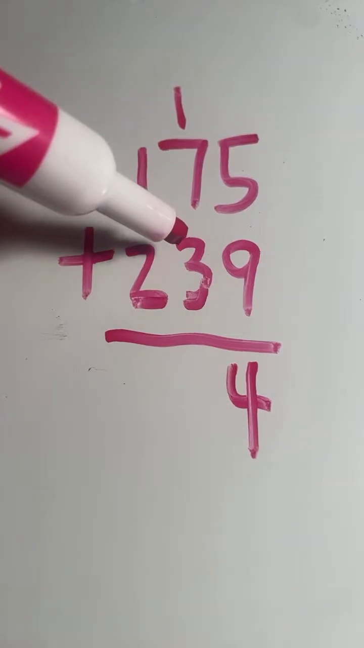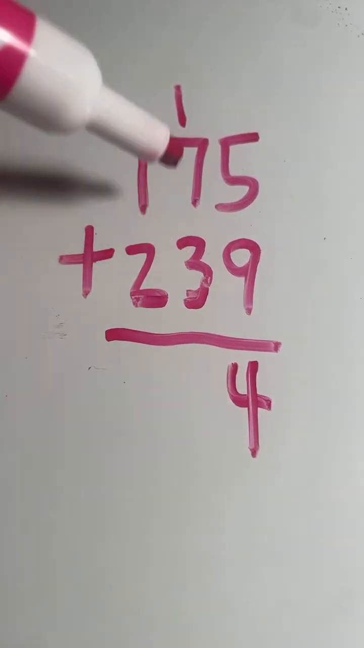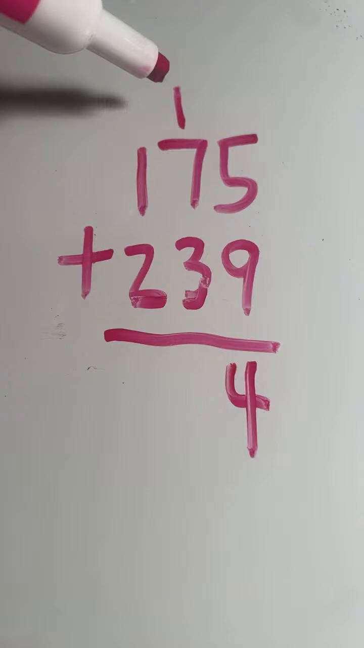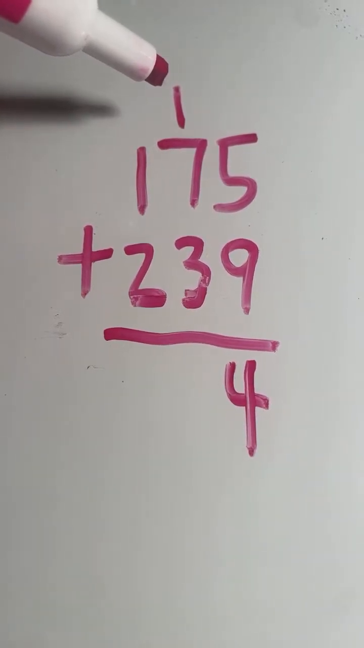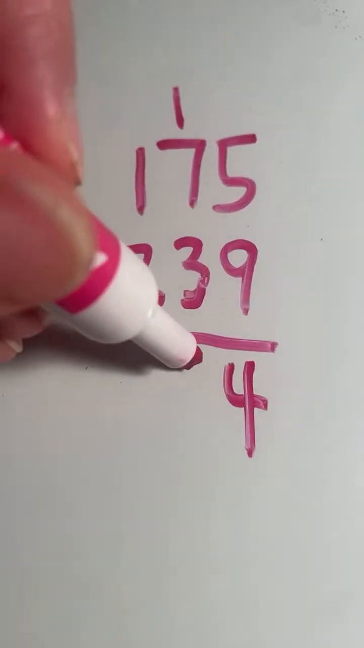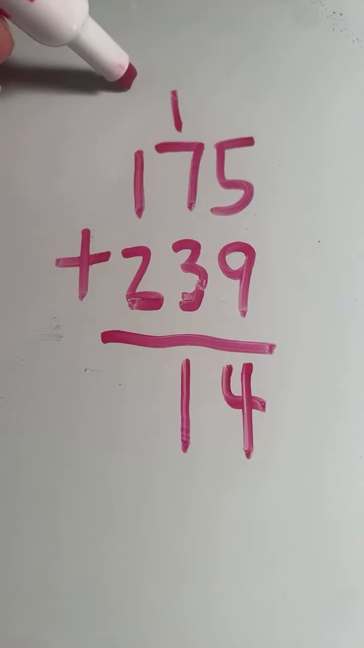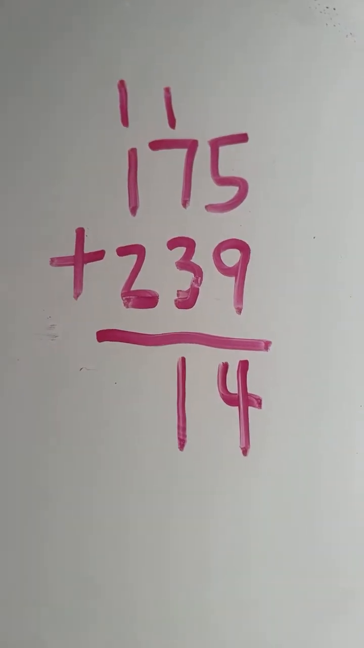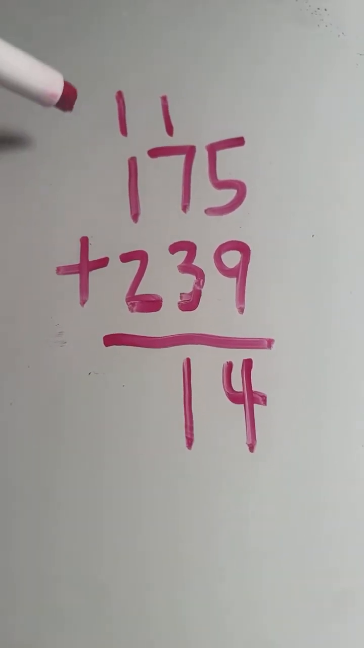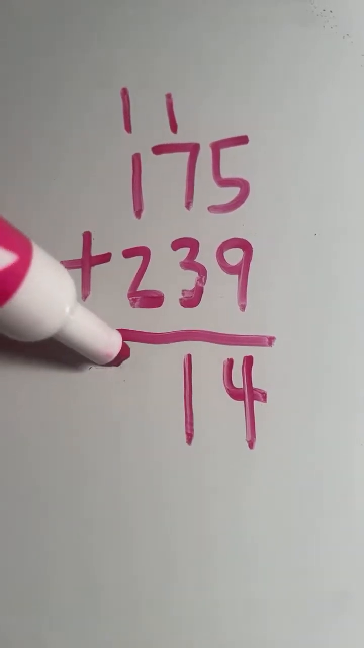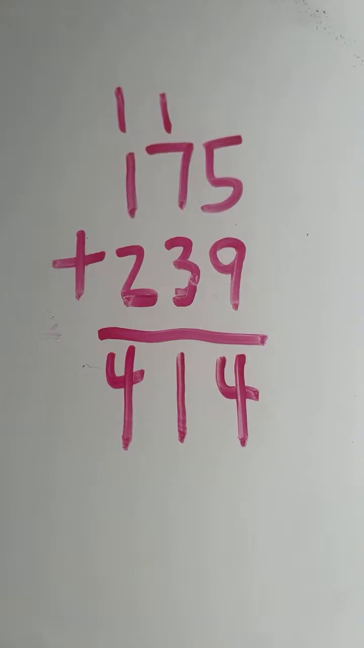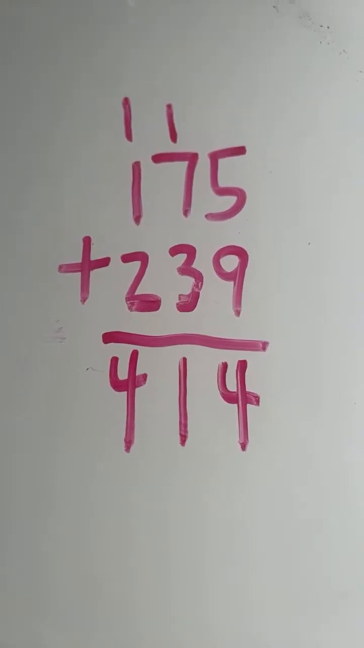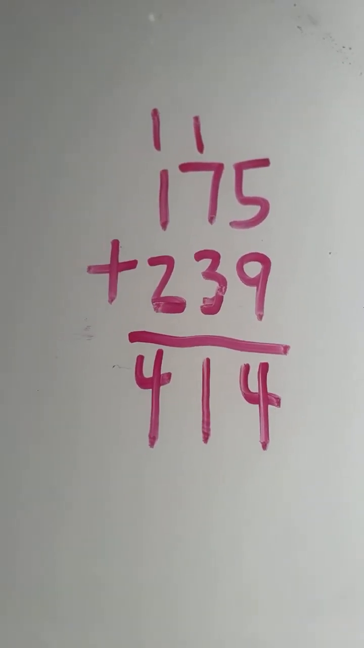7 plus 3 equals 10. We have to add the one that we carried over. That makes it 11. Again, we have to regroup because our sum is more than 10. 10 or more, regrouping is needed. So the 1 in 11 goes in the tens place. The other one, the number 11, gets carried over to the hundreds place. 1 plus 1 plus 2 equals 4. And we have our final answer. 175 plus 239 equals 414.